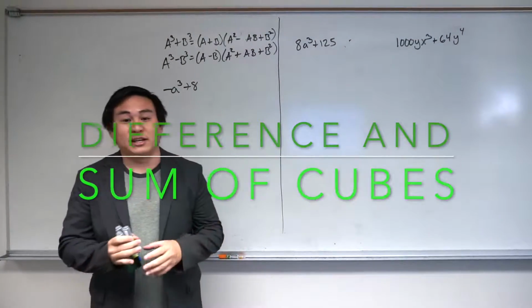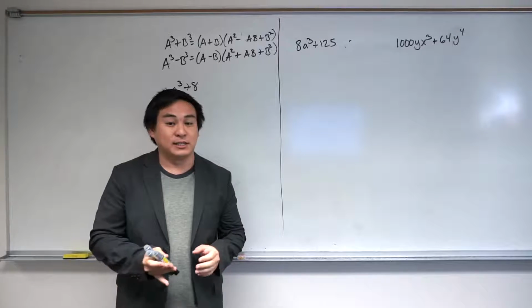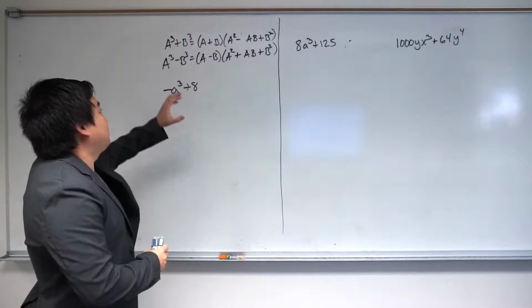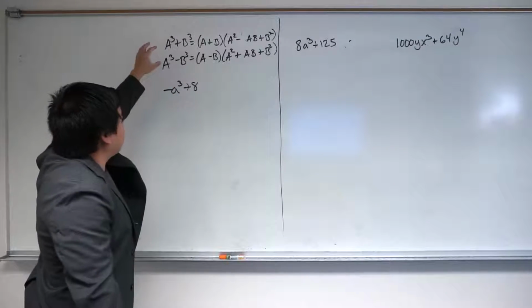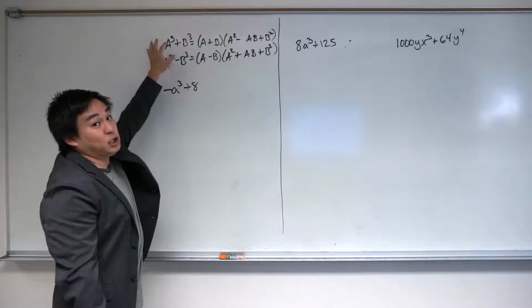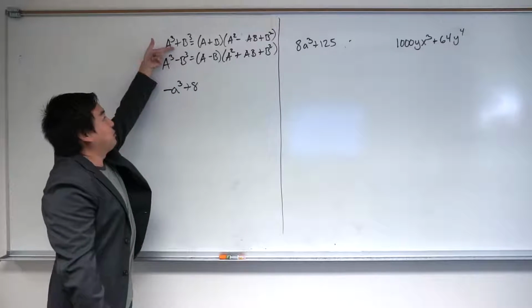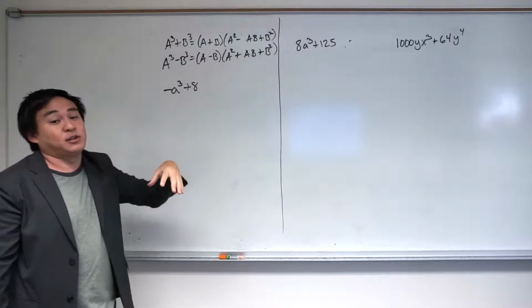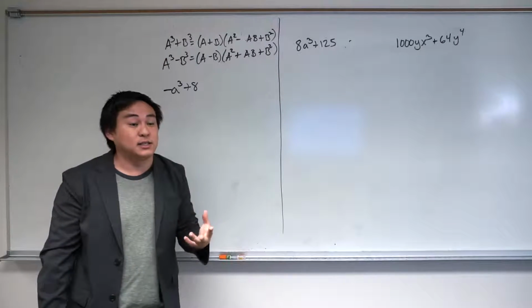Okay, the last special case that we're going to be doing is the difference and sum of cubes. It's very similar to the difference of squares, except of course that there's a cube, and we can do it with plus and minus in this case. The difference of squares is only done with the minus in the middle.